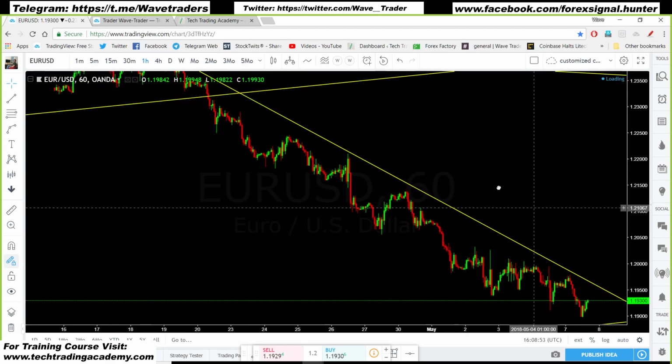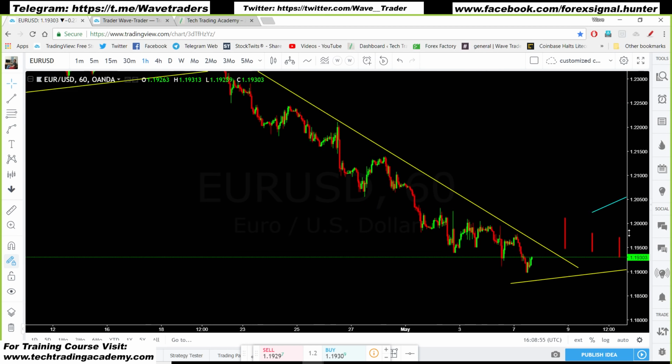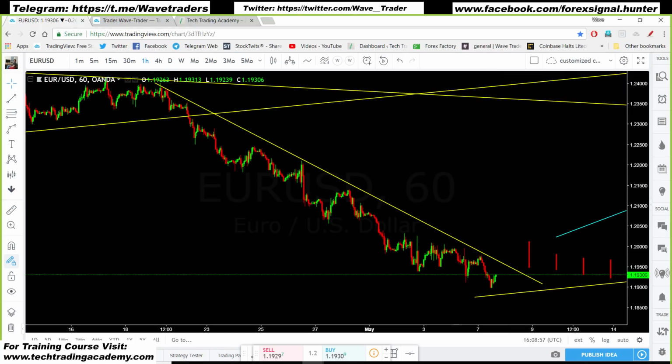So short-term trades, as I said last week, are gonna be possible over there. These short-term trades, you guys can still take these trades. Yeah, that is your trade if you are looking for short-term. That is your trade.